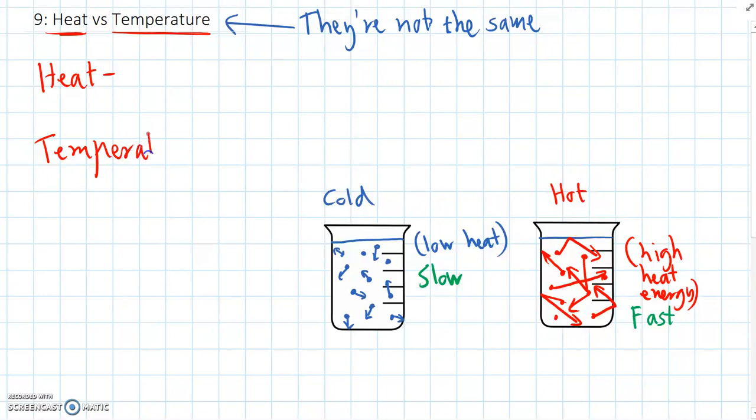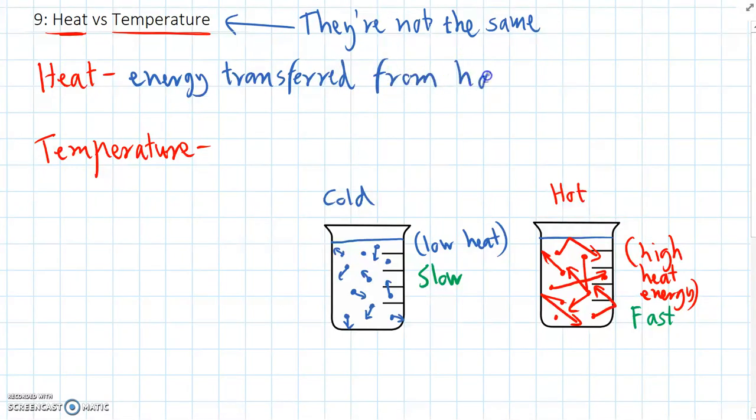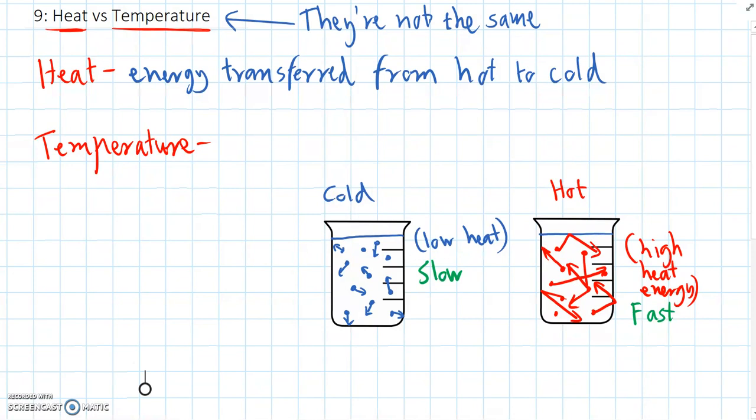So we've already learned that heat is a type of energy, and in particular it's energy that transfers from hotter to colder objects. So, energy transferred from hot to cold. And temperature is the way that we measure the amount of heat in a material. So it's a measure of the amount of heat in a material.